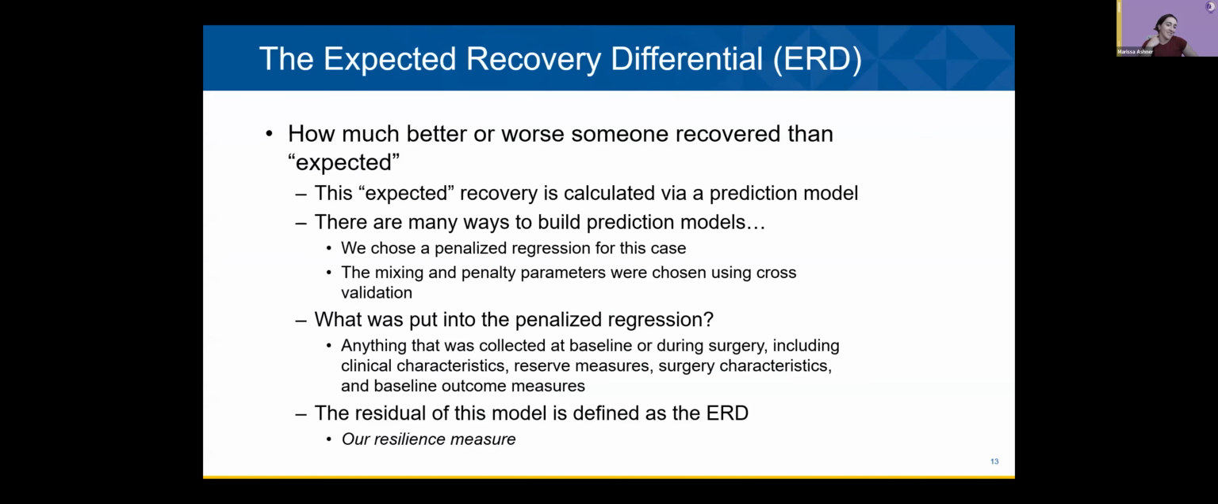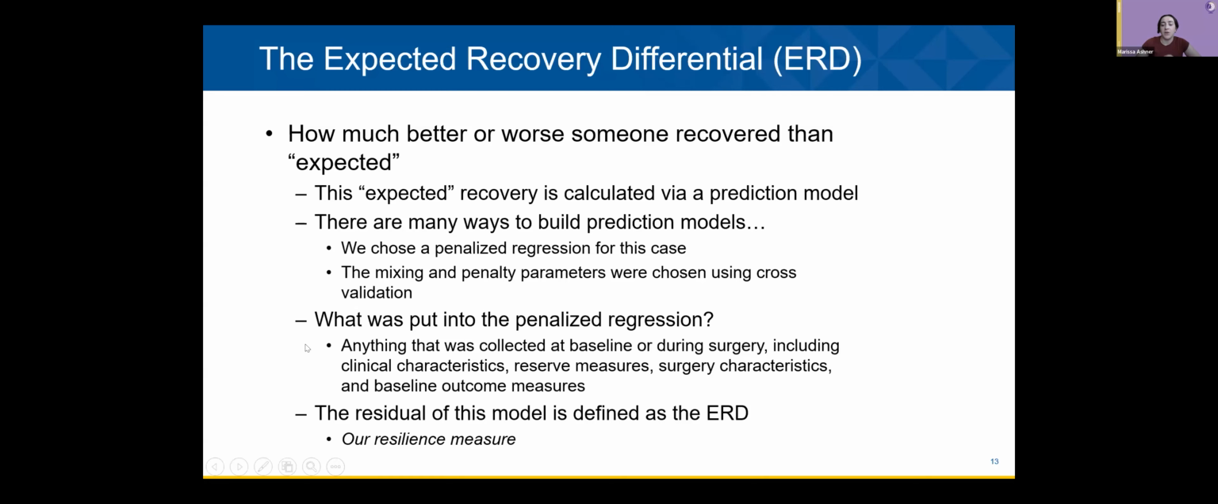The expected recovery is calculated via a prediction model. And so we know as statisticians, there are many different ways to build prediction models, and we chose a penalized regression for this case. And so we chose mixing and penalty parameters using cross-validation and built the best prediction model that we could using that type of penalized regression model that we chose.